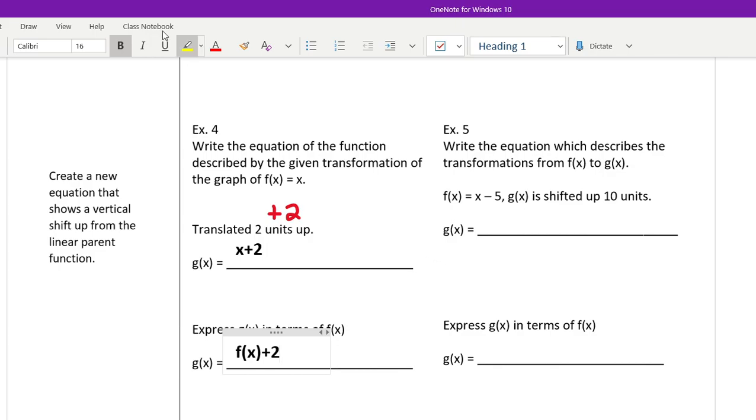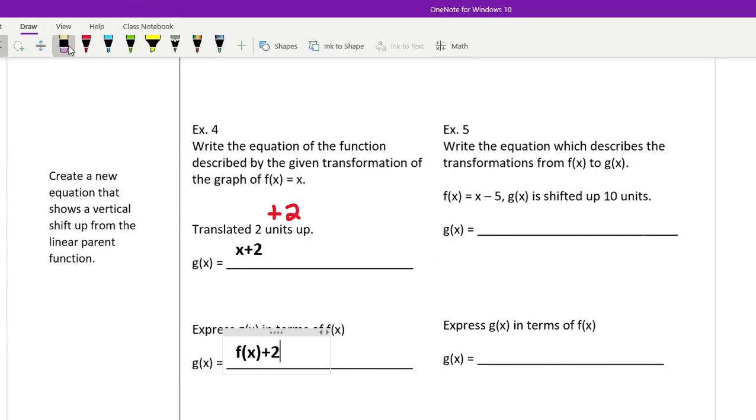Now, sometimes you're going to be given equations that do not start from the origin. In this case, our f of x is not the parent function. It is going to start at the y-intercept value of -5. So the origin would be at 0, -5. The y-intercept would be at 0, -5. When we shift up from this, we are going to be adding 10 to our -5.